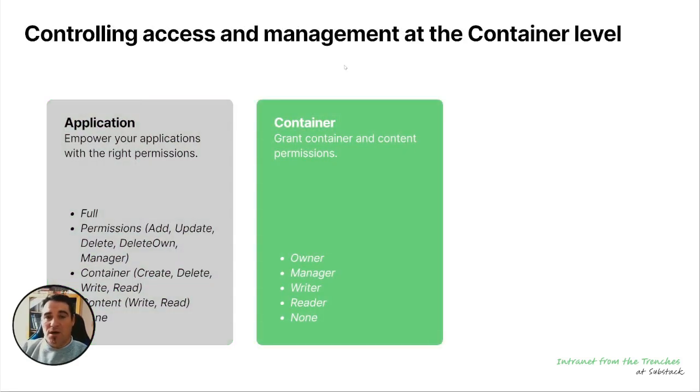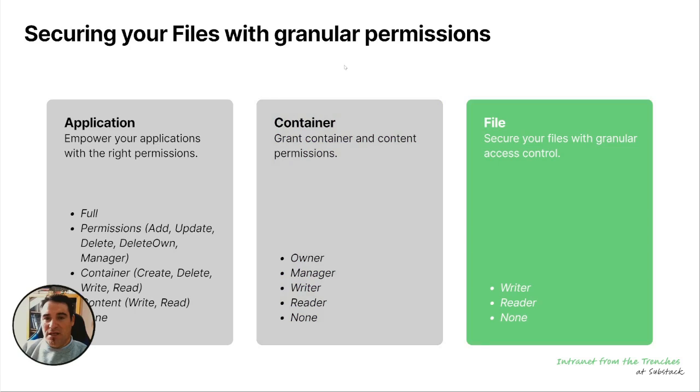At container level, we have 5 permissions. The first one, the owner, is for deleting the container. The manager is for managing the permissions of this container. Writer is for updating or creating new properties of the container, new columns, and so on. Reader is for reading the information of the container. The next one is the file level. You can see that it's very simple. Writer for changing the content, for updating the content of a file, and reader for only accessing the information and reading it, right?